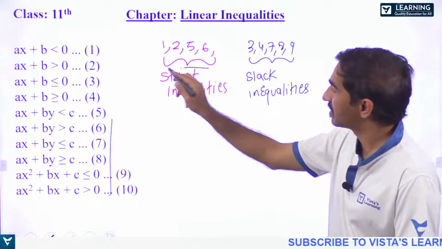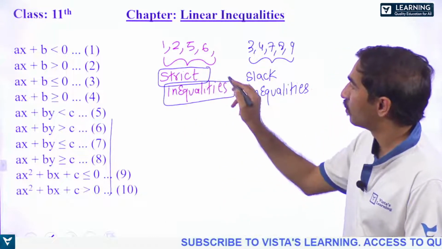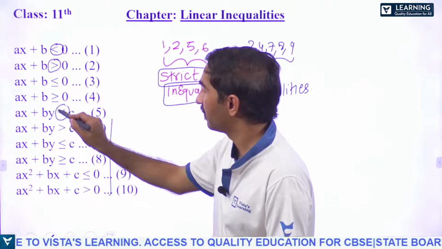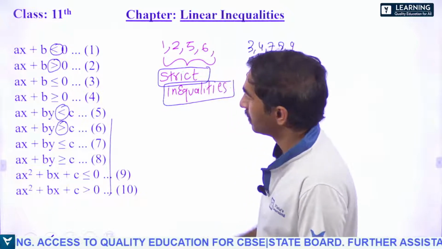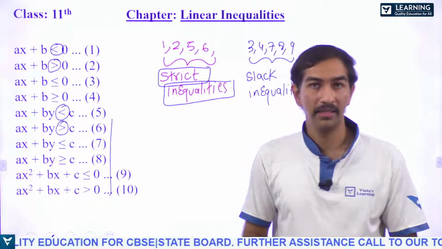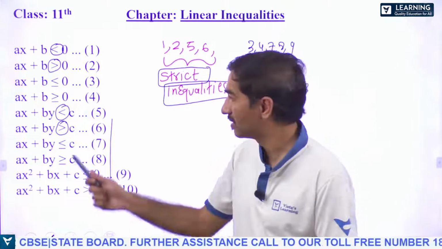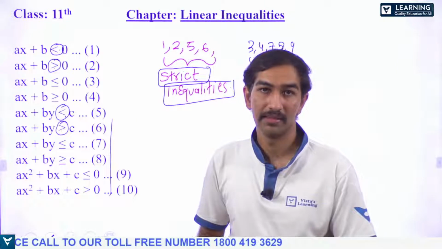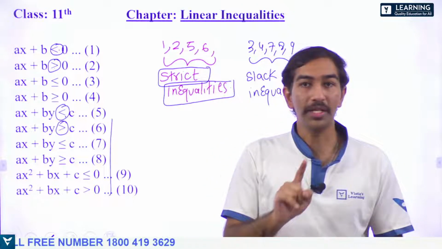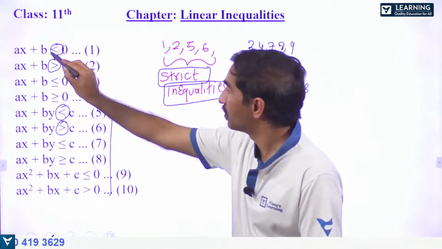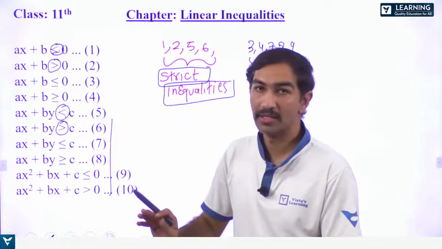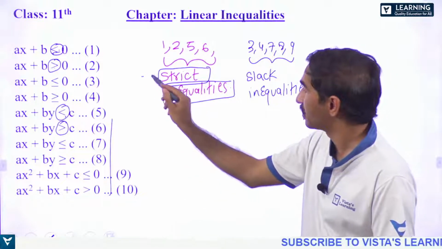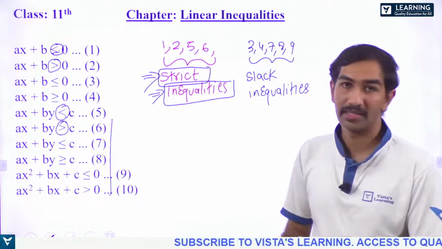Now here, why are they called strict inequalities? If you observe 1, 2, 5 and 6, students, either there is a greater than symbol or there is a lesser than symbol. That's all. So this is lesser than, this is greater than, lesser than, greater than. These are the symbols, and there is no equal to sign here. Only greater than or lesser than. Since there is no equal to sign, that is why it is called strict inequalities.